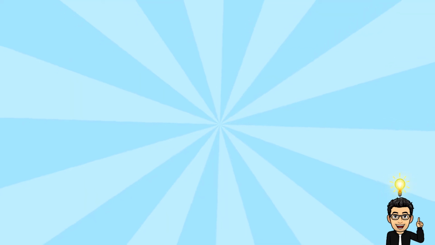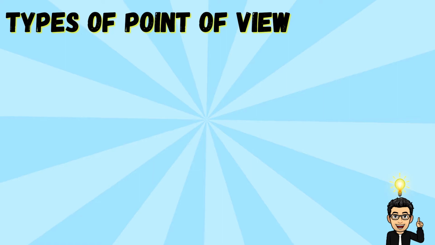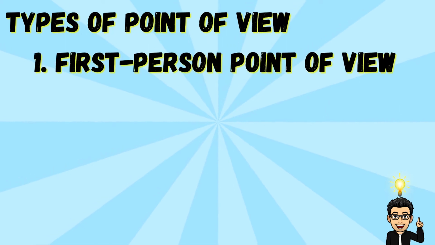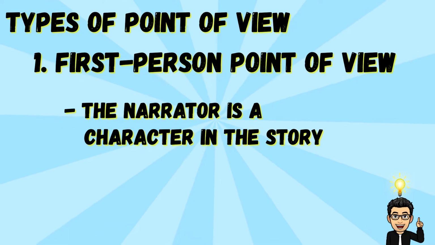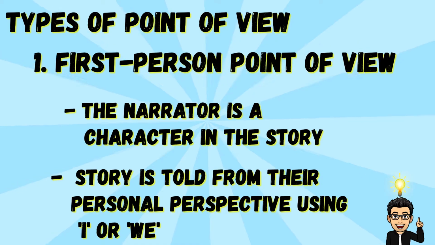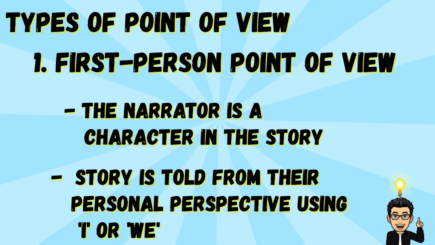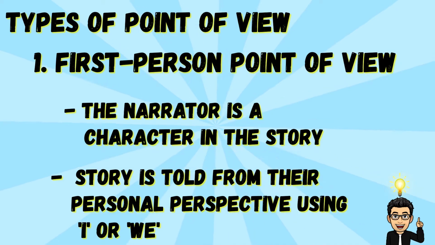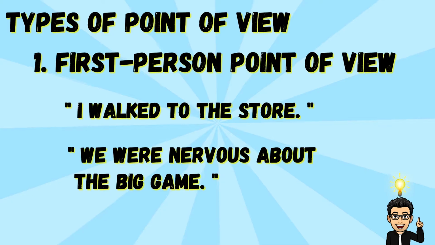Now, let us talk about the different types of point of view. Let's start with first-person point of view. This is when the narrator is a character in the story, usually the protagonist. The story is told from their personal perspective, using I or we. For example, I walked to the store, or we were nervous about the big game.